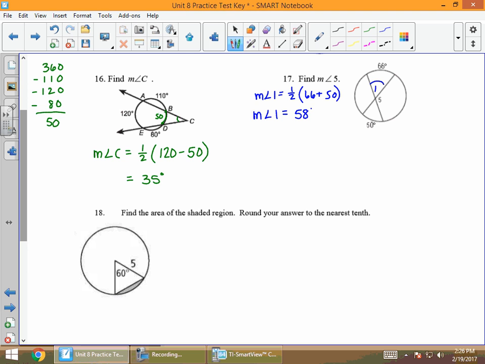Now, that's not what they're after. They're just saying this angle here is 58 degrees. So how do I find the measure of angle 5? Well, the measure of angle 5 plus 58 degrees makes up a straight line, so it has to add up to 180. So subtract 58 on both sides, and the measure of angle 5 is 180 minus 58, which is 122 degrees.